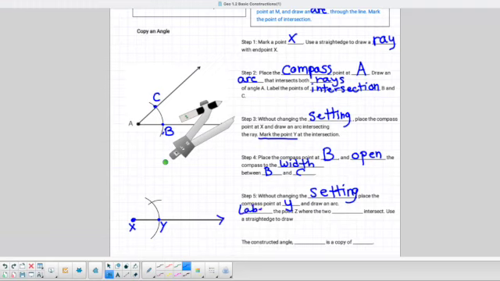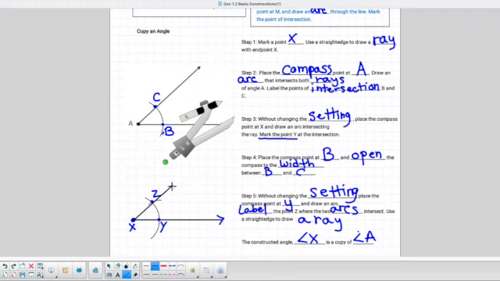Label the point Z where the two arcs intersect. Use a straight edge to draw a ray. The constructed angle X is a copy of angle A. See how it goes through point Z. And those angles are congruent in measure.